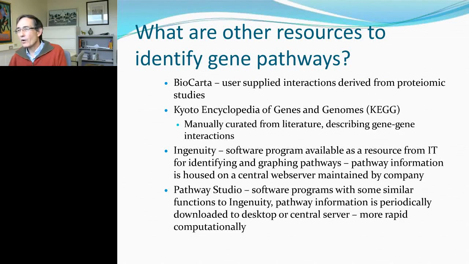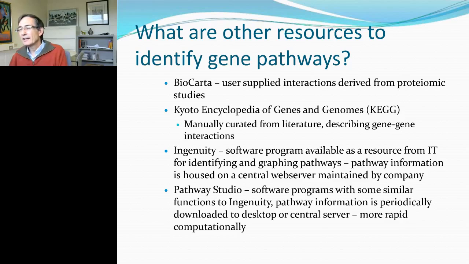Additional resources for identifying pathways that are commonly used include BioCarta, which has user-supplied interactions mostly derived from proteomic studies. There's KEGG, the Kyoto Encyclopedia of Genes and Genomes, which is manually curated from the literature and describes gene-gene interactions. So this is very popular because it's been carefully evaluated for consistency and also provides nice graphical interfaces.